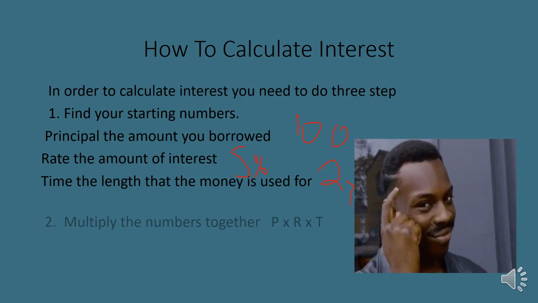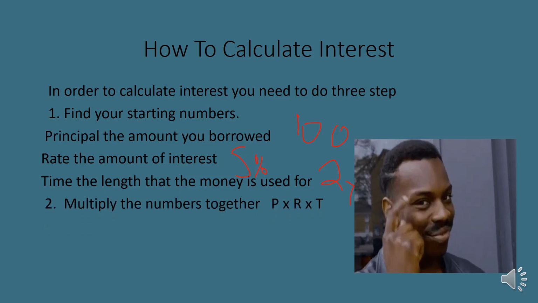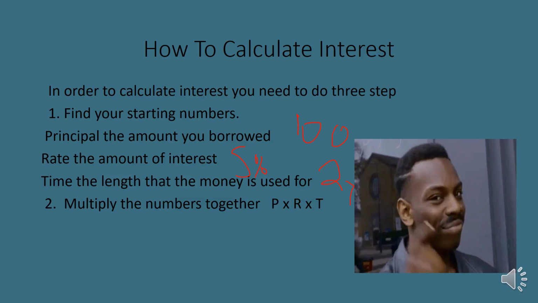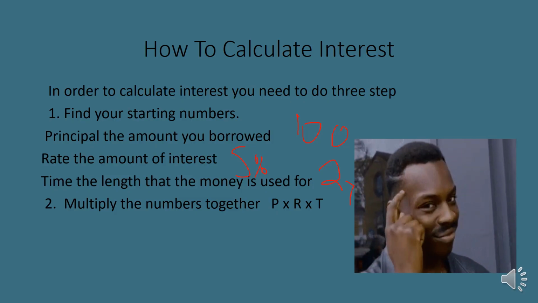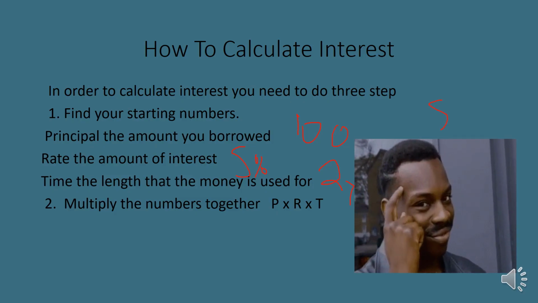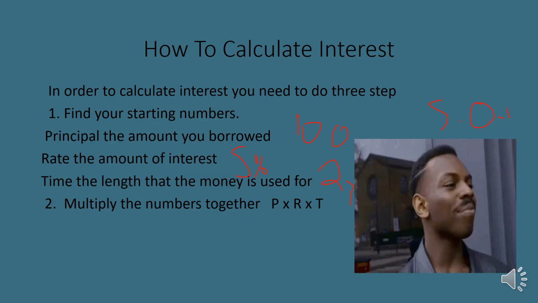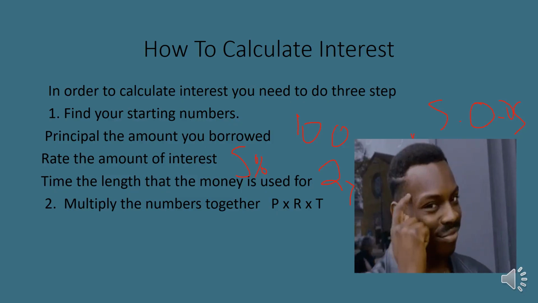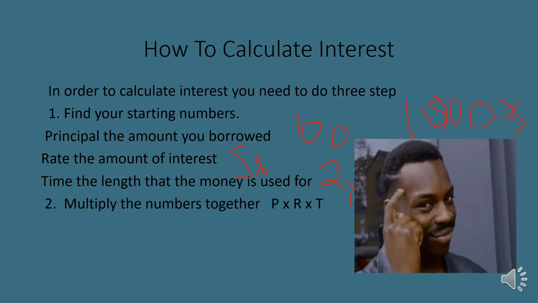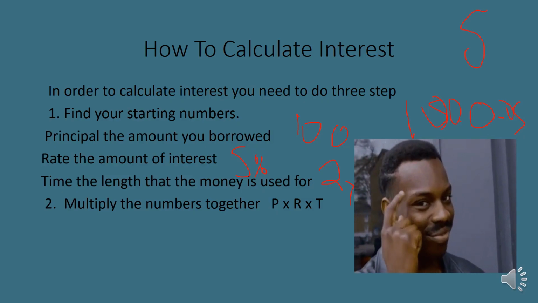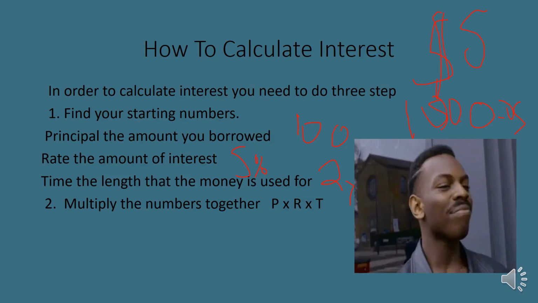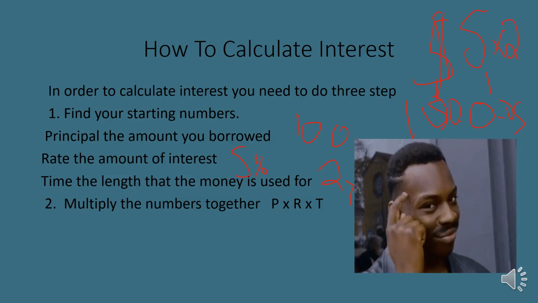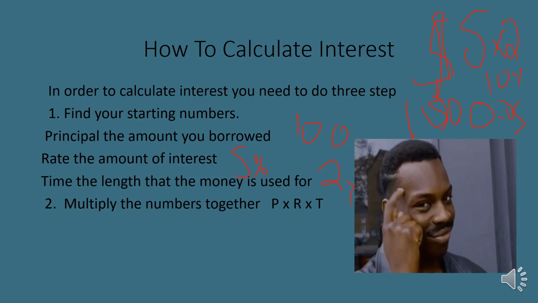And then we're going to multiply the numbers. We do principal times rate times time, or term. Well, 100 times 5%. Well, we can't do that. We have to bring 5% to 0.05, as I showed you in the last video. Watch that video to make sure you know. And then 100 times 0.05 equals $5. Sorry, my fault. And then with this $5, we multiply it by 2 because we're going to keep it for 2 years, which equals $10. That's the amount of interest you're going to pay.